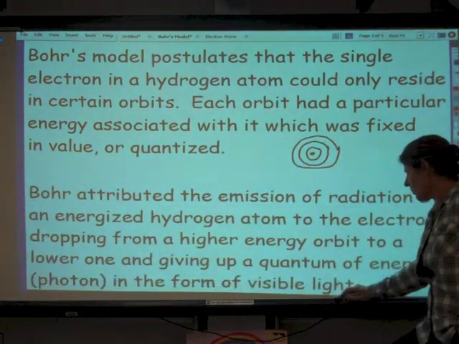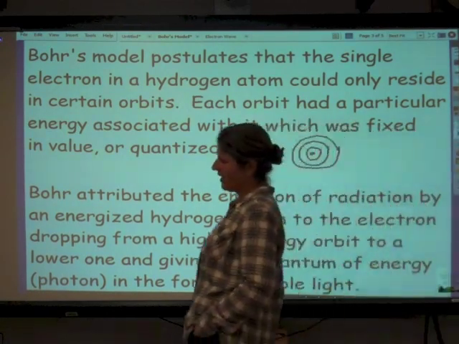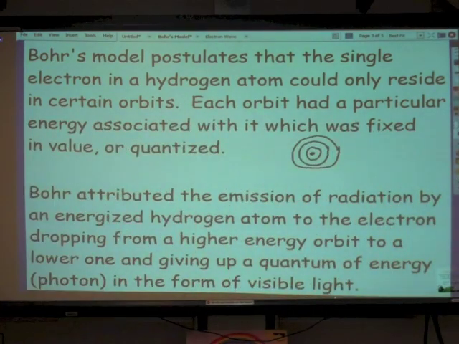And so then what Bohr says is that the emission of radiation by an energized hydrogen atom is coming from the electron dropping from a high energy orbit to a lower one and giving up a quantum of energy, a photon, in the form of visible light that corresponds to the amount of energy that the electron is able to release.